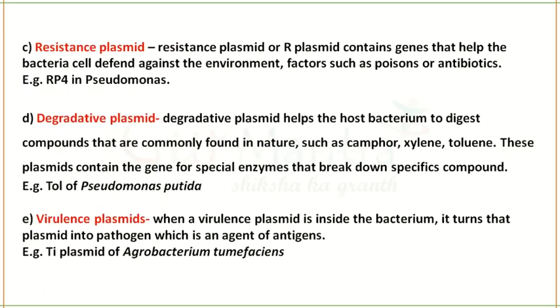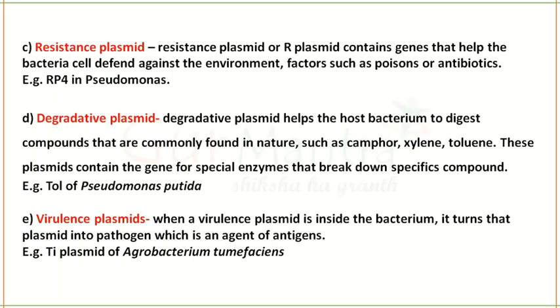Next you have resistance plasmid. Resistance plasmid has genes that help the bacteria protect itself against environmental factors like antibiotics. Antibiotic resistance is a very common and emerging problem nowadays, right? That is due to resistance plasmid. For example, RP4 in Pseudomonas.